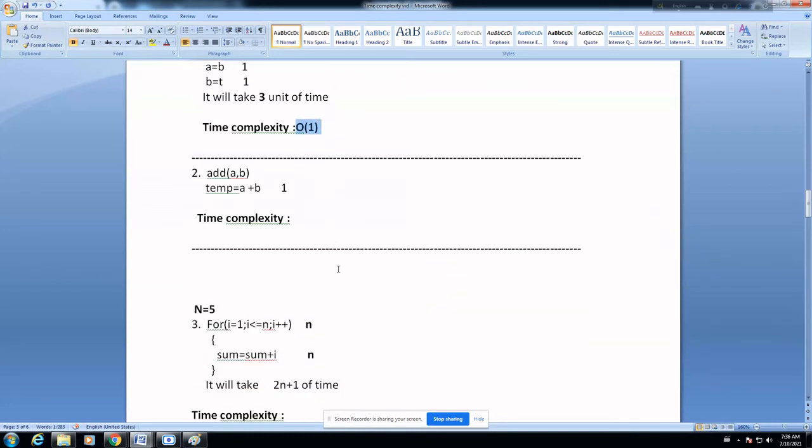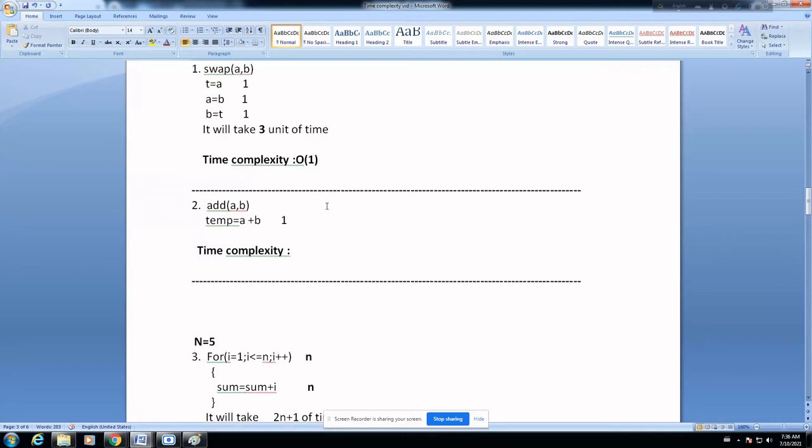Now go for the second example. add(a, b). Now this one is temp equal to a plus b. Simple, I want to add two numbers, a plus b. So here it will take how much time? Again it will take 1 unit of time. Right? So what is the time complexity? Time complexity is again O(1).